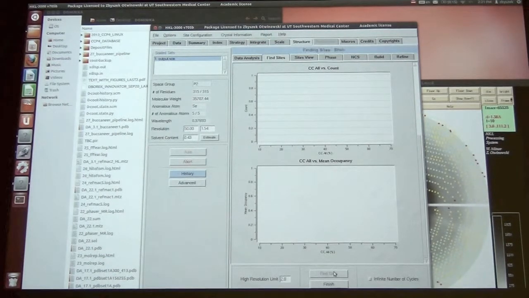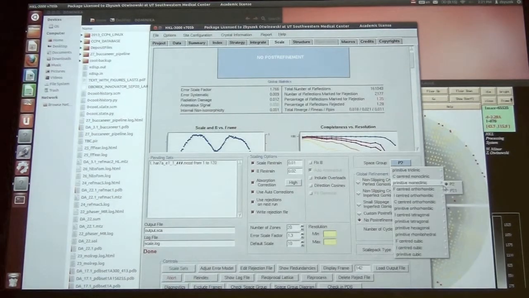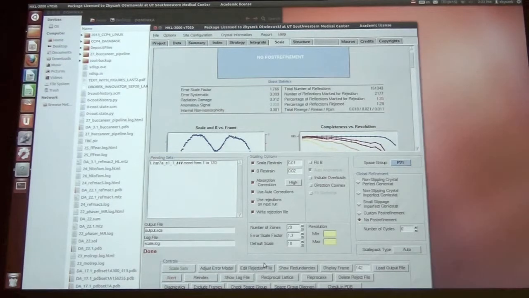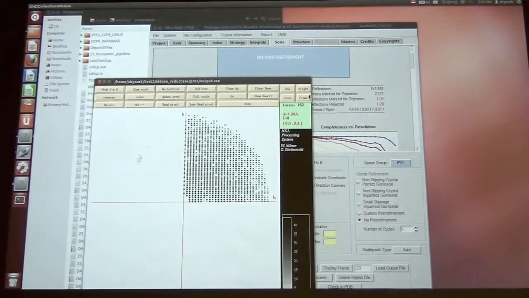Are you sure that you want to use P2? Probably not. Okay, so you can see this was scaled in P2, and you can see there are nice systematic absences along the k-axis.